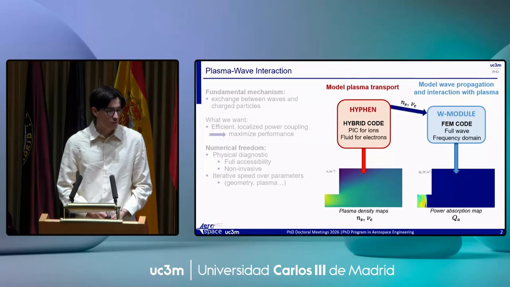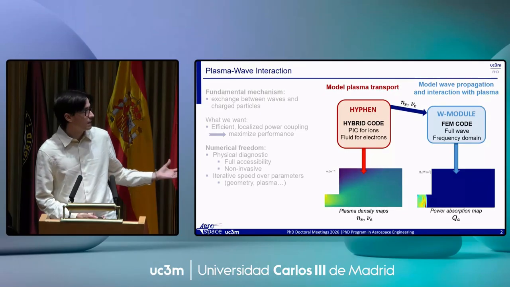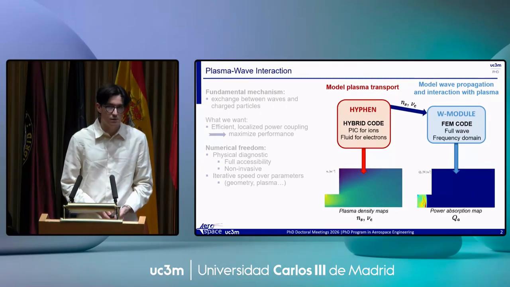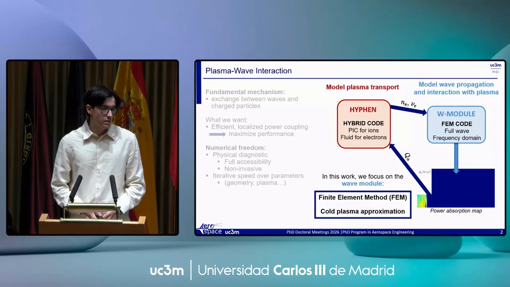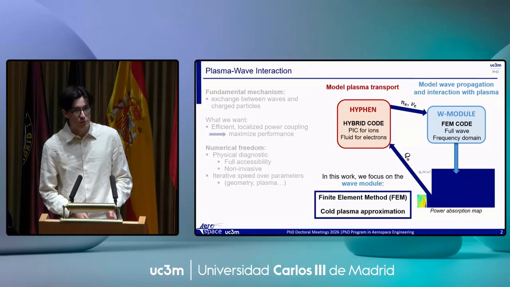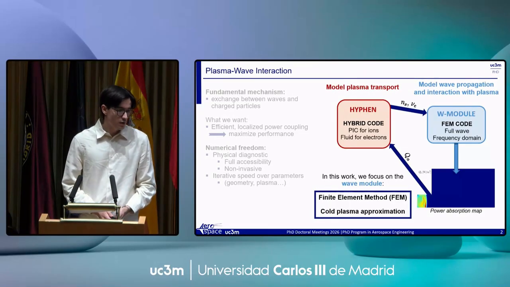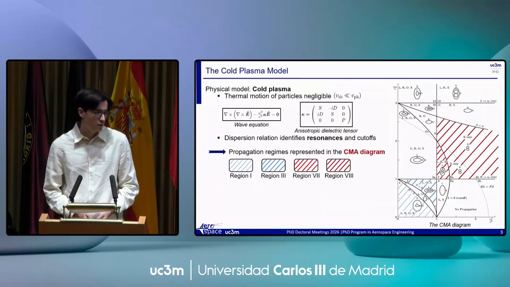For this, we'll use the wave module, that will take the plasma density maps from HYPHEN and compute the corresponding power deposition. And then this power deposition is sent back to HYPHEN, and this closes the loop of the simulation. So in this work, we will focus for now only on the wave module, which is a finite element code that relies on the cold plasma model.